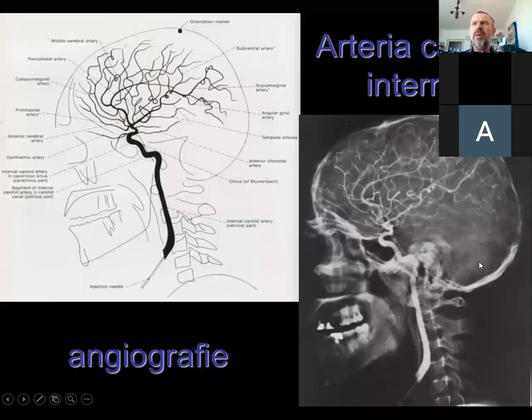So in a patient to examine, we use angiography or CT angiography. So here you can nicely see all the segments of the internal carotid artery, how it's curved and branches here.